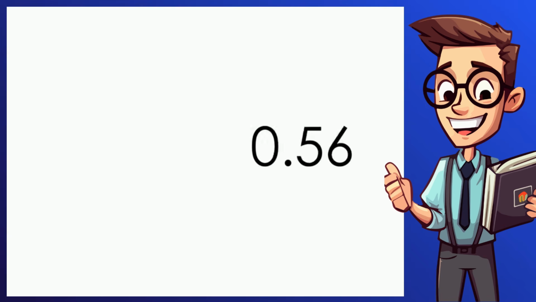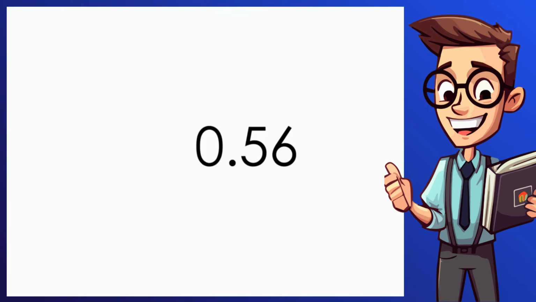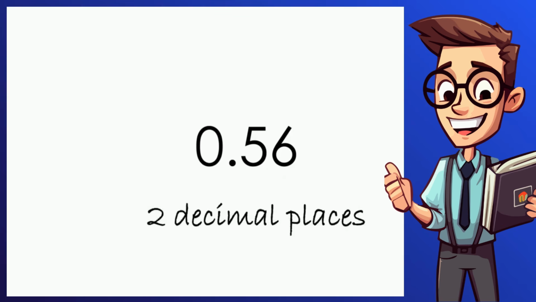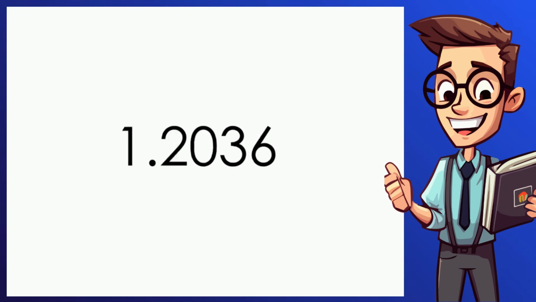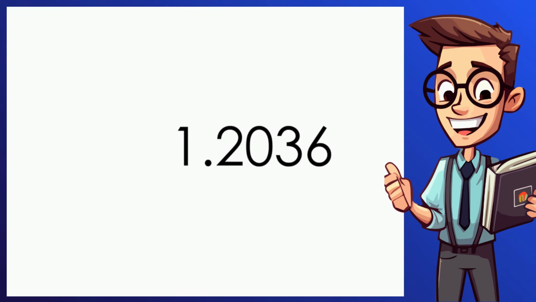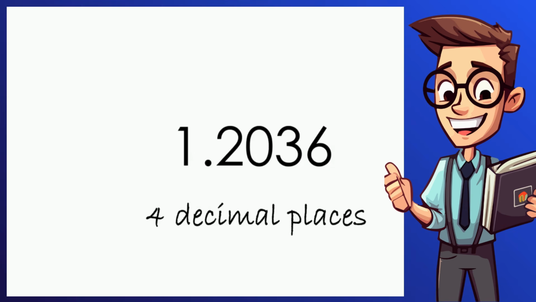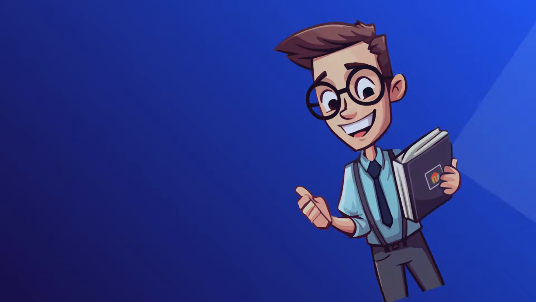Here we have 0.56. If you count the decimal places, that's 1 and 2. So this decimal has two decimal places, namely the tens place and the hundreds place. Here we have 1.2036. If we count the decimal places, we have 1, 2, 3, and 4. So the decimal has 4 decimal places. We have the tens, hundreds, thousands, and 10,000s place. Now that we're done with that, let's start multiplying decimals.